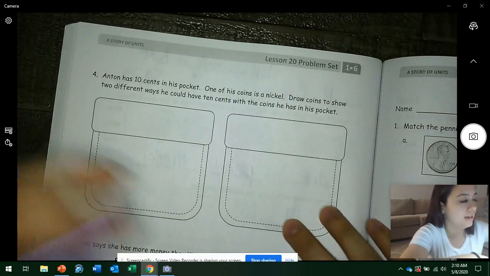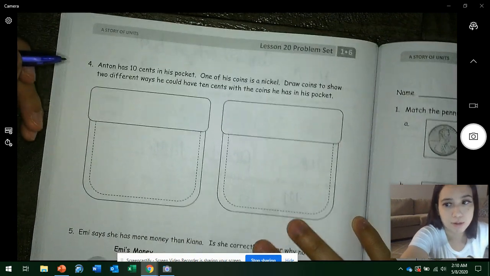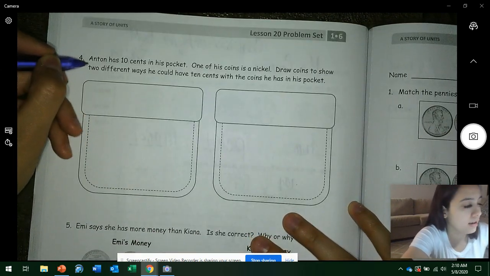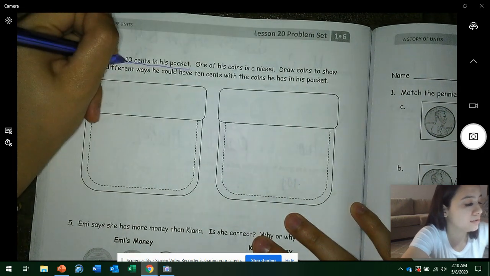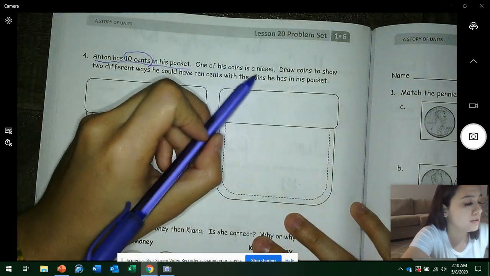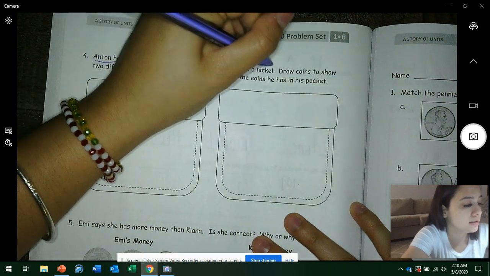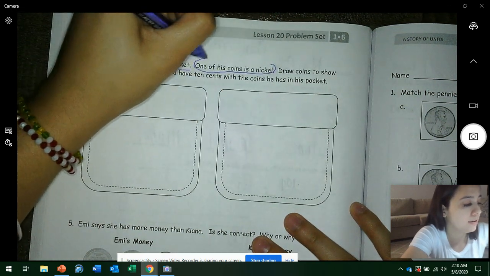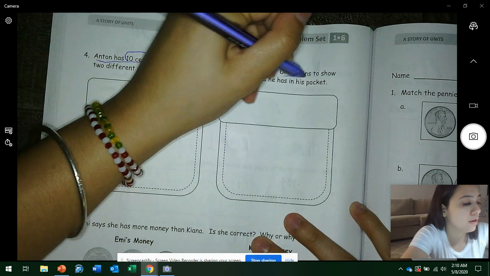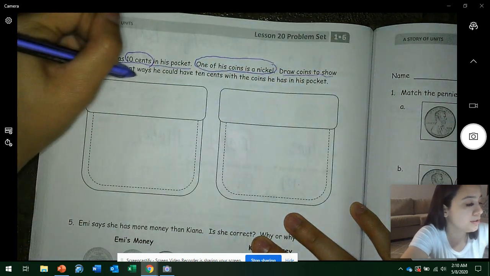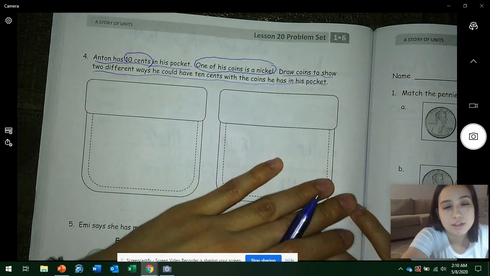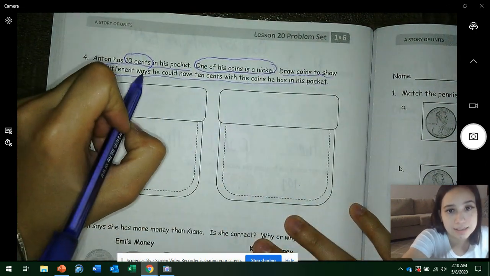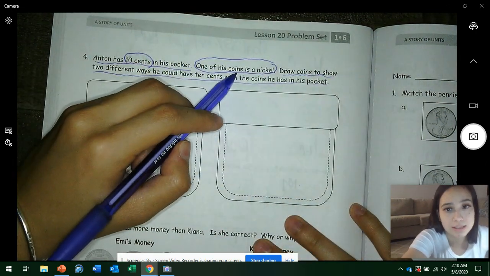Now, let's go to the back. In the back, this is kind of like a word problem. Let's go over it together. It says, Anton has 10 cents in his pocket. Circle 10 cents. One of his coins is a nickel. We got to circle all of this because it's important. It says, draw coins to show 2 different ways he could have 10 cents with the coins he has in his pocket. So he has 10 cents, but one of the coins has a nickel.